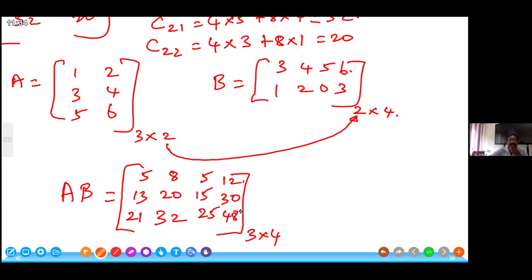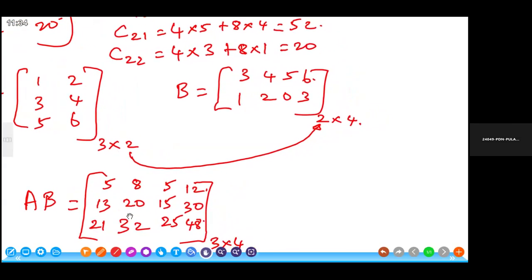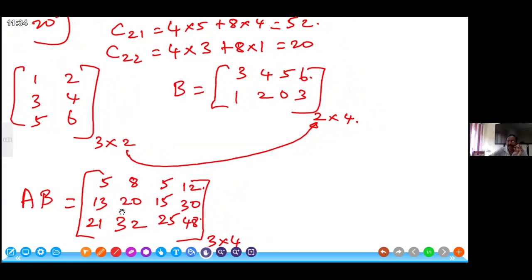Anybody need any clarification how the values come? If you need, open your mouth and tell me. How does this 5 come? First row multiplied by first column. What is that? 1 into 3 plus 2 into 1.